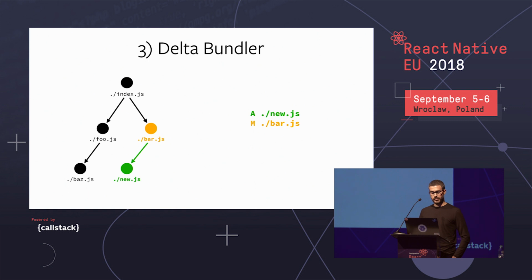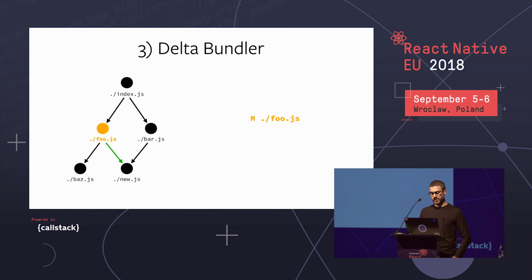Then imagine that we add a new require in bar.js that points to a new file called new.js. In this case, Metro will detect this change and will send both new.js as an added file and bar.js as a modified file. Also, if new.js had other dependencies, they would be added as added files.